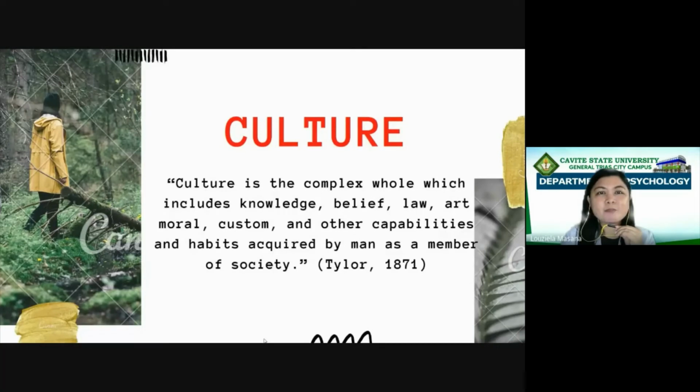Culture is also part of it, because culture is the complex whole which includes our knowledge, belief, law, art, moral, custom, and other capabilities and habits acquired by man as a member of a society. So when we become part of a society, we adopt the culture of a certain, let's say, place. When I travel to different parts of the world, nakakakita ako ng iba't ibang culture ng tao. Iba, no? Iba ang kultura ng Koreano sa Pilipino, sa Japanese, iba.